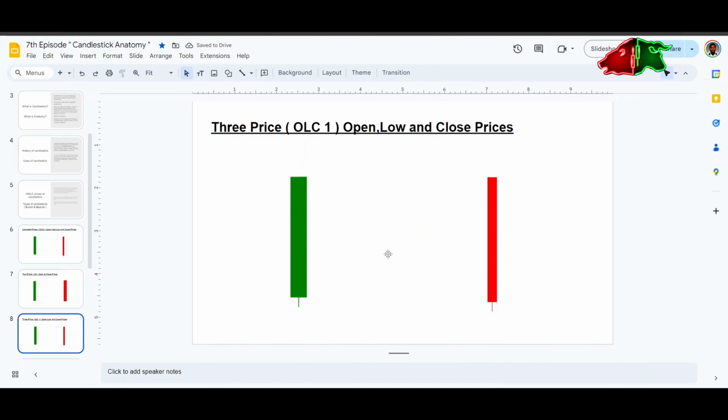So next on our list is the OLC. These are candlesticks with only 3 prices.